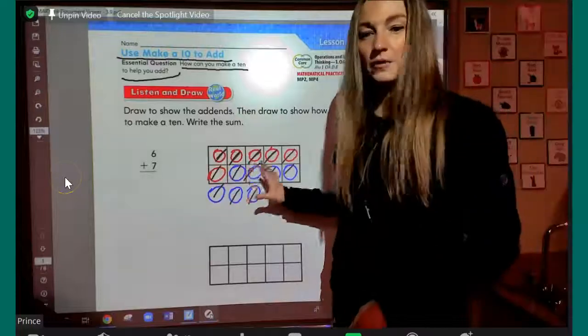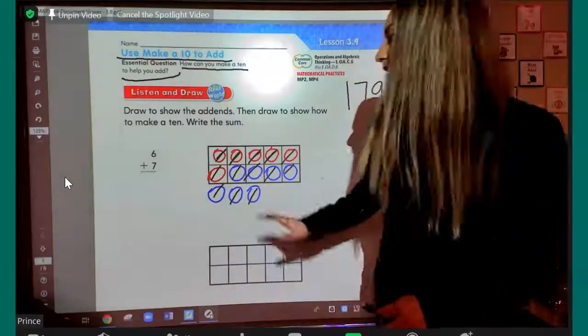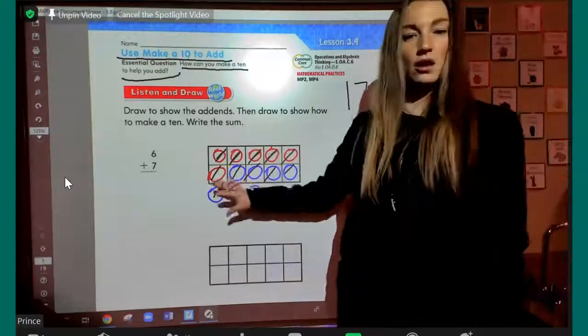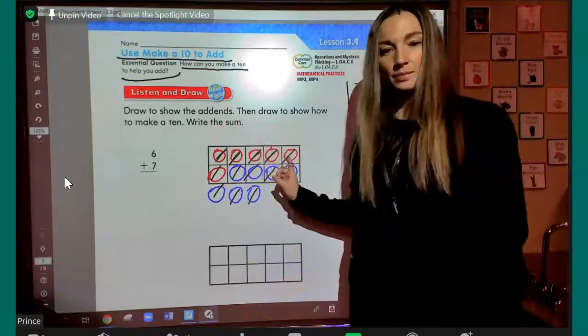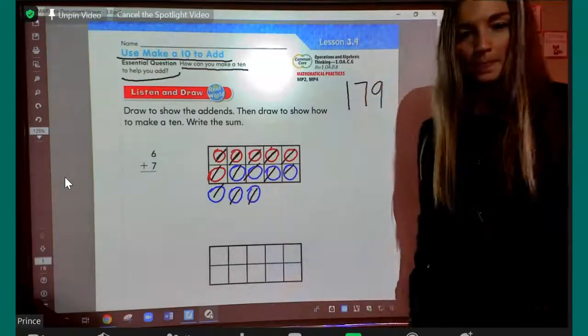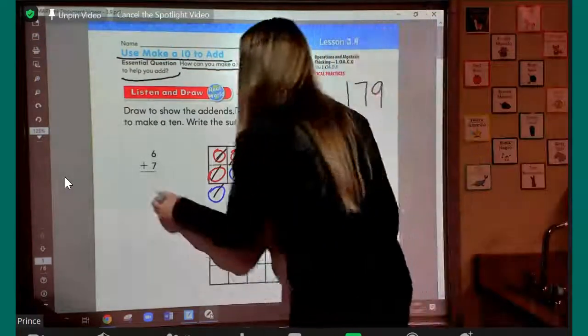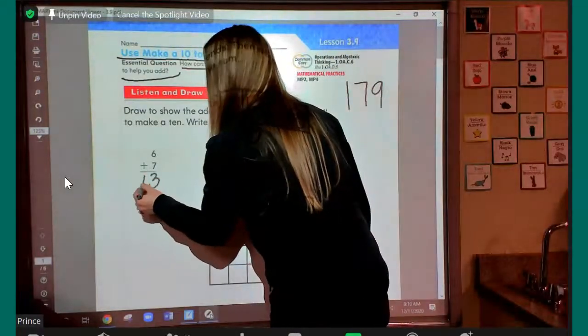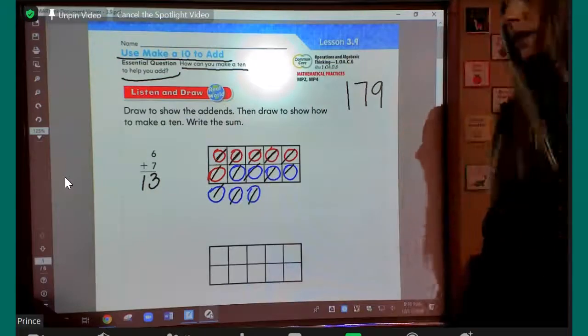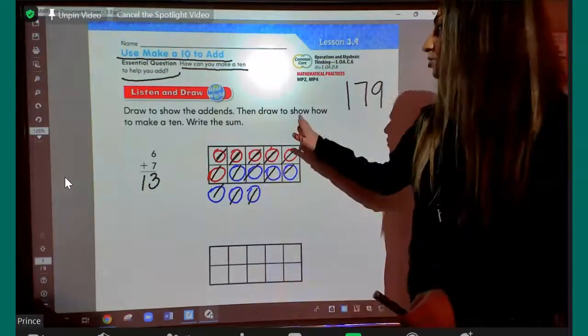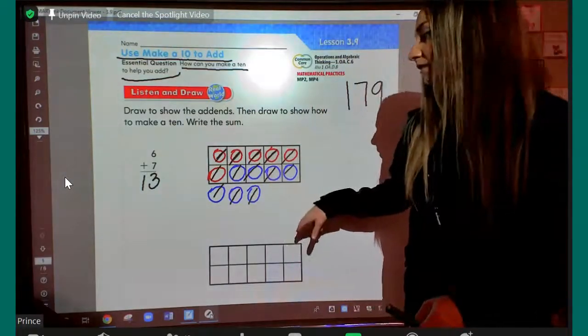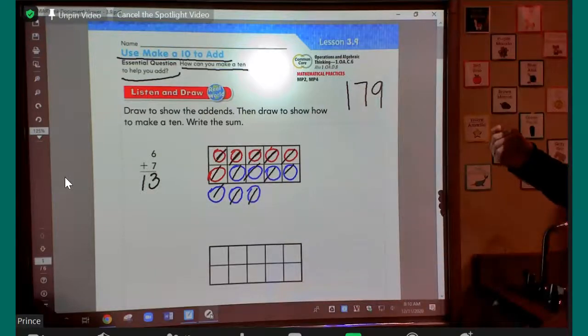How many we have right here, okay? Kaya, can you tell me how many blocks there are altogether, just by counting them? 13. 13. So we're going to put a 13 here. Nice job. So now we're going to show how to make a 10. Okay?